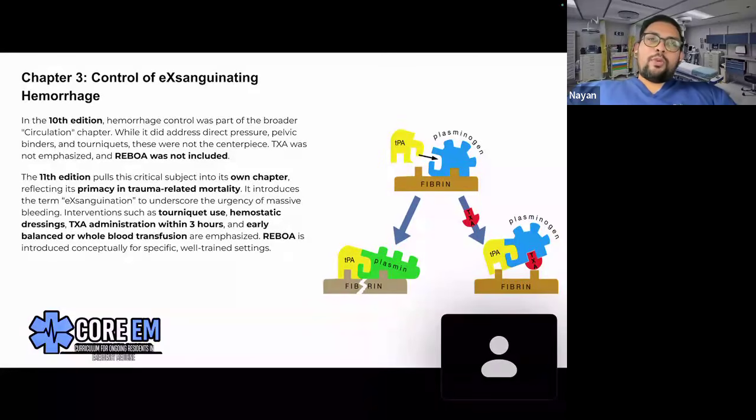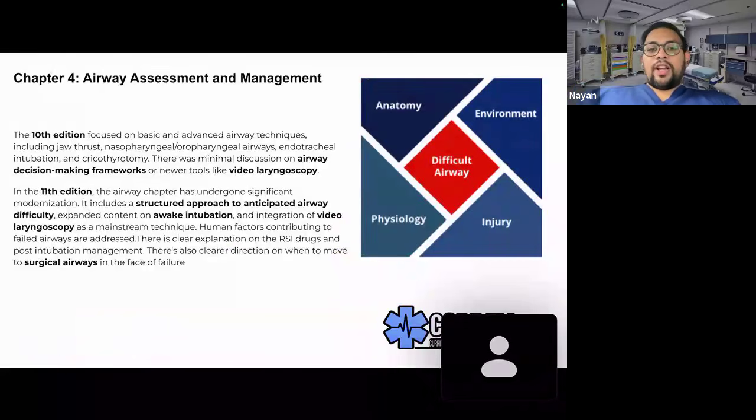And the whole blood transfusion is also mentioned here. Ribova is again mentioned here, but we all remember reading Ribova in the 10th edition also, but there's no Ribova in the 10th edition. There was absolutely no mention of Ribova. Now they have mentioned Ribova in the 11th edition. And the airway assessment and management is the next chapter.